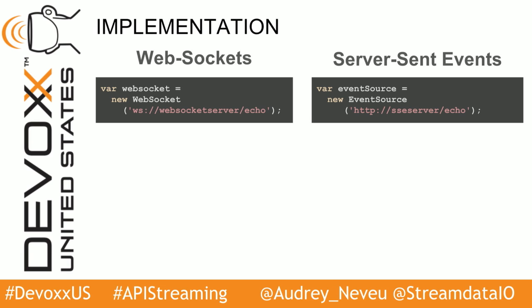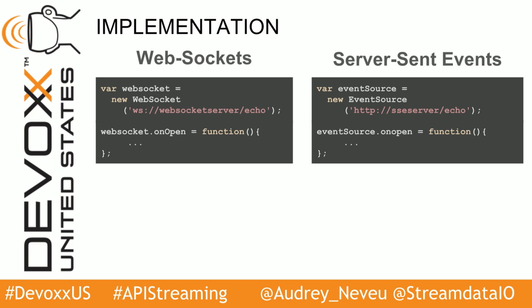So to create a WebSocket connection, you declare a WebSocket object and pass the API you would like to stream as a parameter with the WS or WSS prefix. In server-sent events, you create an EventSource object and pass the API you would like to stream as a parameter too. Then you can register to different callbacks.